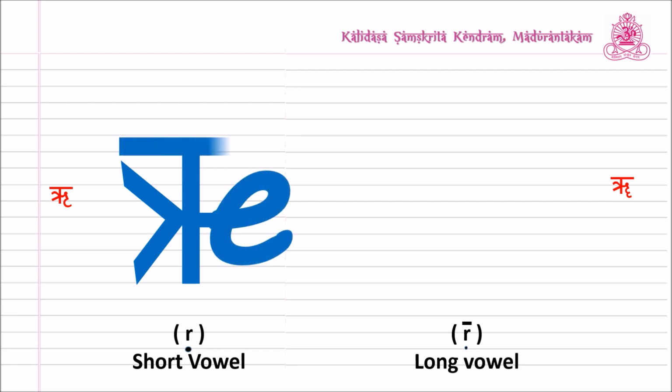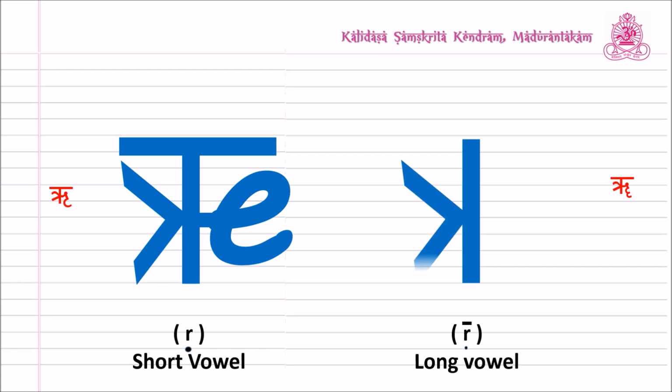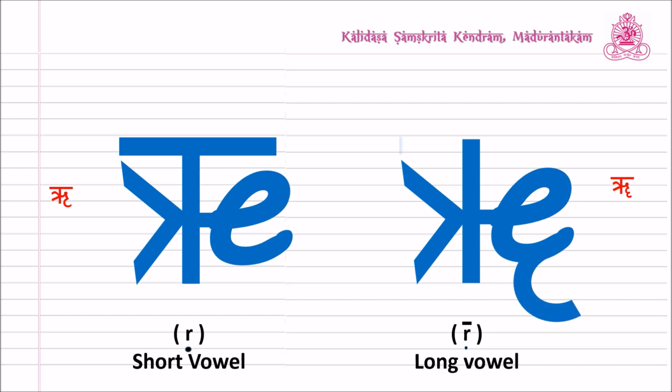Rishi. This is R, the long vowel. One is a short vowel, another one is a long vowel. R, not ru. Okay, there is a difference. This is R, the long vowel. Ru is different, R is different.